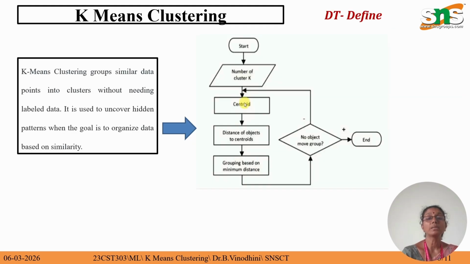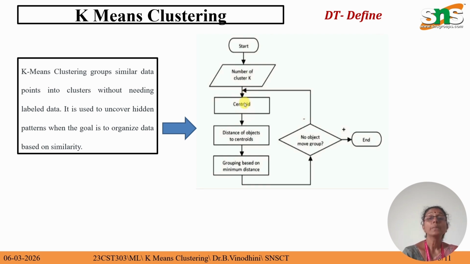In this video, we are going to see what k-means clustering is. That is the first type of clustering, a partition based clustering. K-means clustering groups similar data points into clusters without needing any labeled data. It is used to uncover hidden patterns between the data points and group them into clusters.